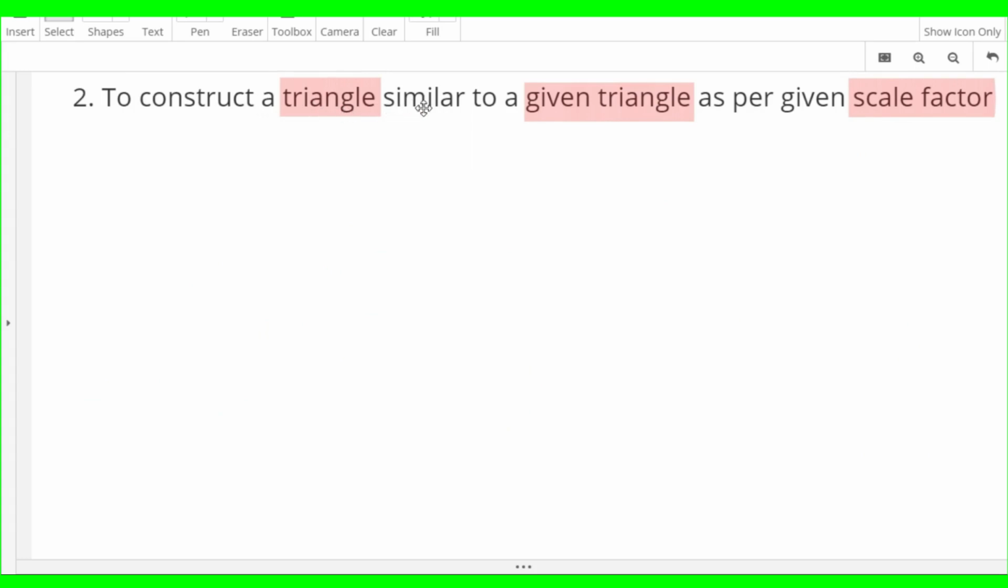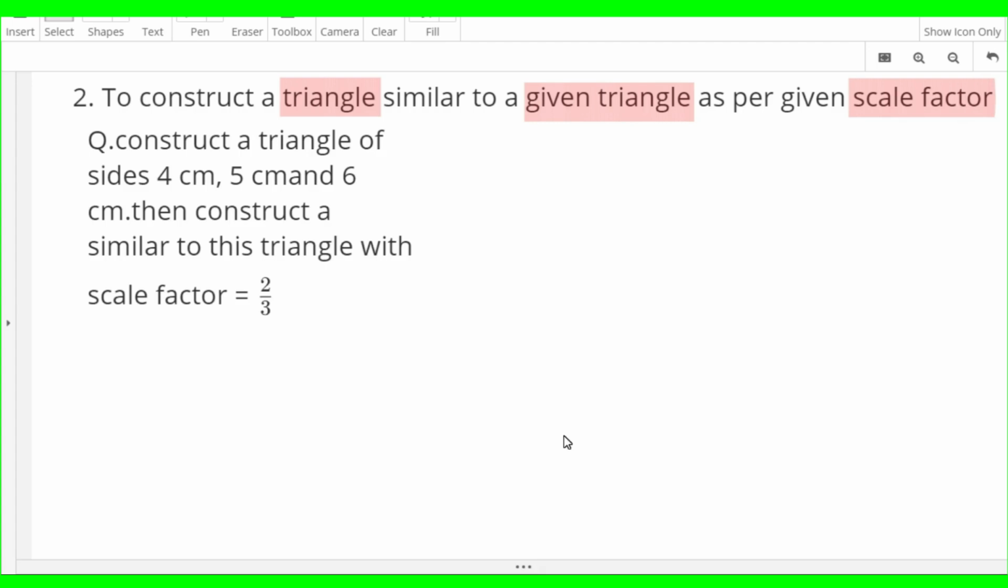Now, to construct a triangle similar to a given triangle as per a given scale factor. This is the second type of construction we have in class 10. For that I am taking one example: construct a triangle of sides 4 cm, 5 cm and 6 cm, and then construct a triangle similar to it with scale factor 2/3.